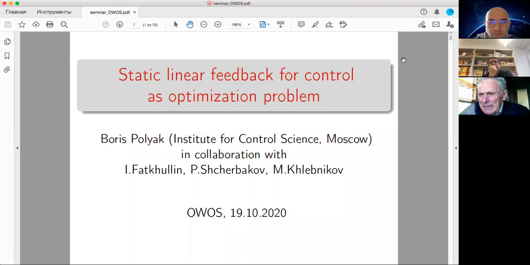Okay, so my talk today will be on some links between control and optimization. It is a joint talk with my colleagues from the Institute for Control Science from Moscow, Ilyas Fathulin, Pavel Sherbakov, Mikhail Khlebnikov.